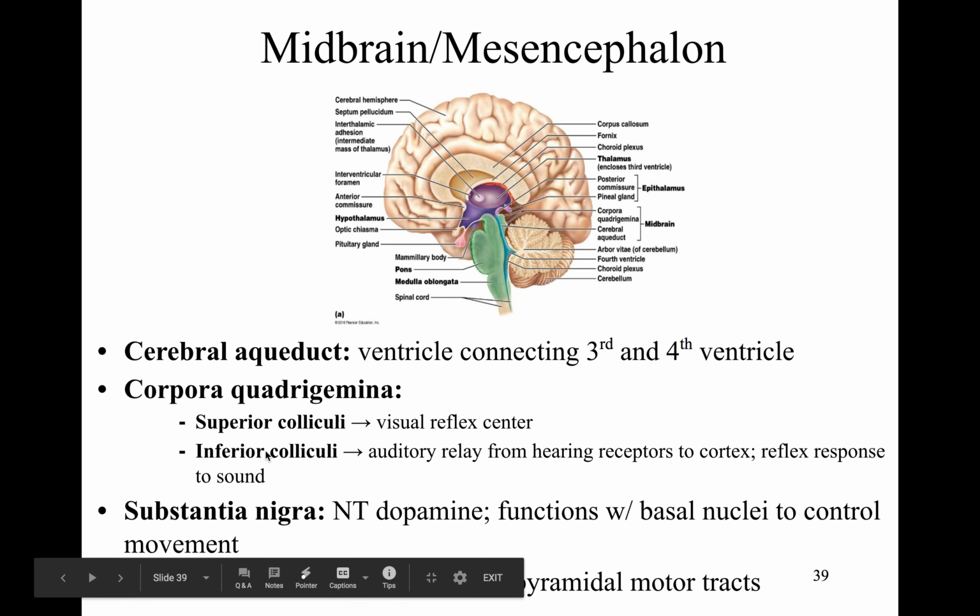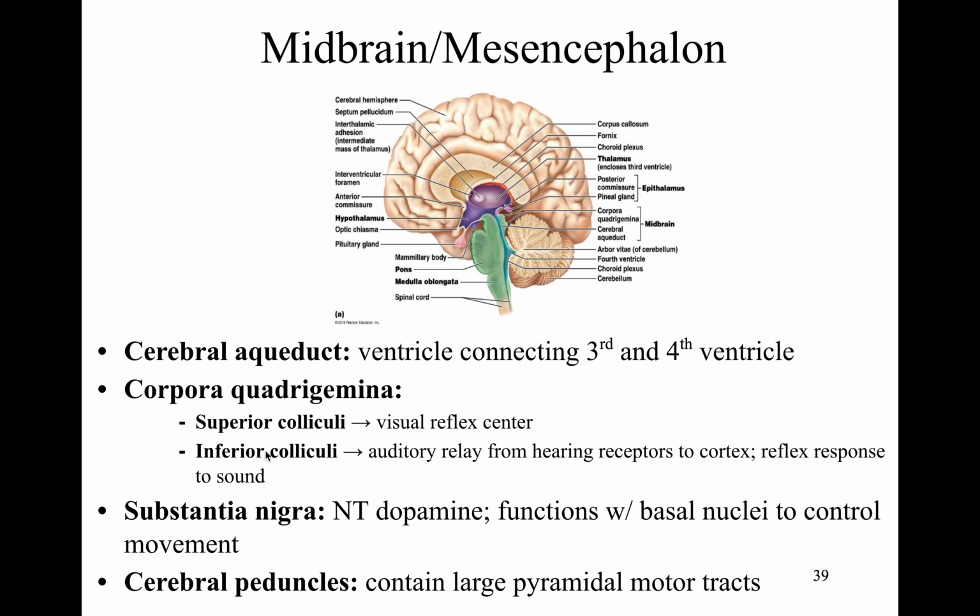The inferior colliculi are part of our auditory reflex center. So these are neurons that function in an auditory relay from hearing receptors to the cortex. So the inferior colliculi are composed of neurons that function in an auditory relay from hearing receptors to the cortex. They function to provide our reflex response to sound.